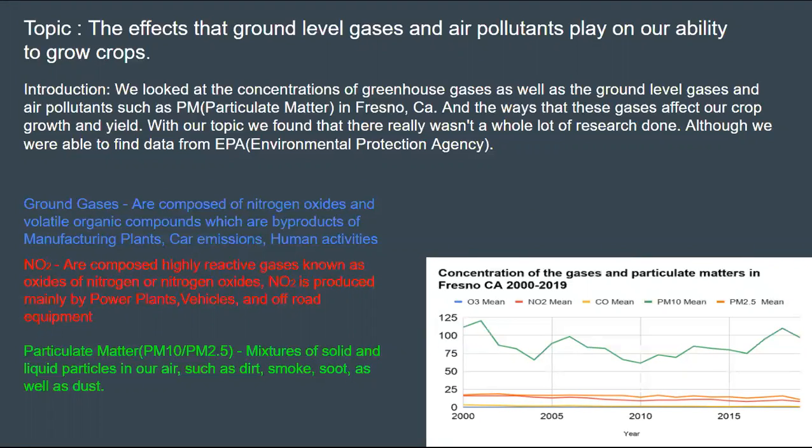Under that, in green, we have particle matter, which is PM10 and PM2.5, are composed of mixtures of solid and liquid particles in our air, such as dirt, smoke, soot, as well as dust.